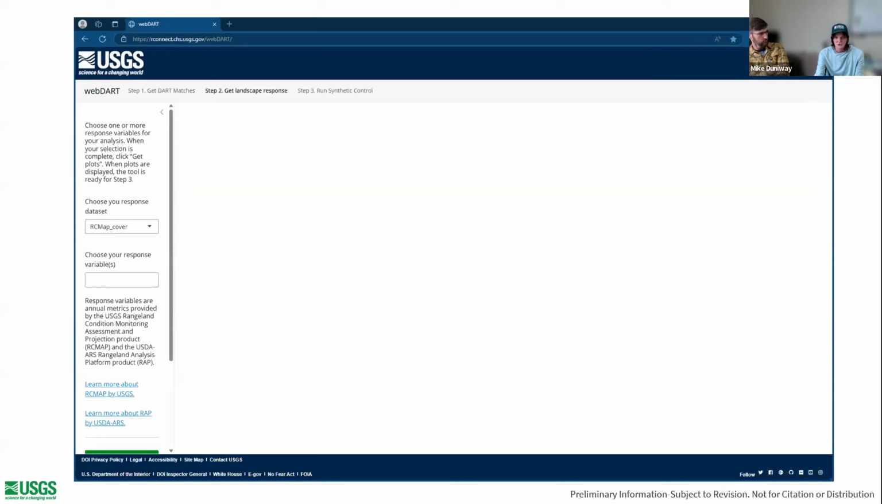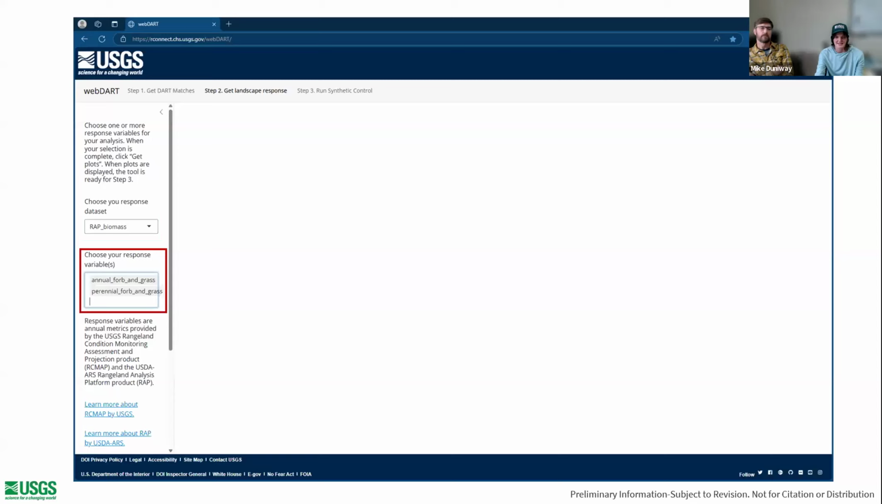So moving on to step 2, when you get your landscape response and really start to understand the different trajectories between target and reference, you would first choose a response data set. And thanks to the folks at Fresk, we are able to utilize either RCMAP or Rangeland Analysis Platform data. Once you've chosen your response data set, then you would choose a set of response variables available from that data set with which to compare trajectories between the target and the reference.